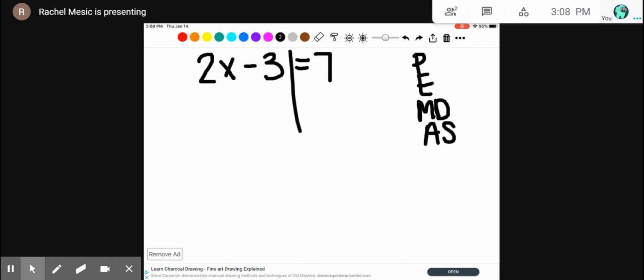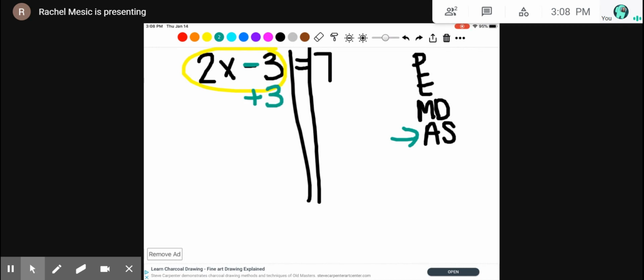Okay, so I'm going to draw my balance here. We're going to look at the side with the variable, which is this side over here. On that side, I want to add or subtract first, doing the inverse of what I see. So I see subtraction here. So the inverse is addition. So I'm going to add 3 to both sides.